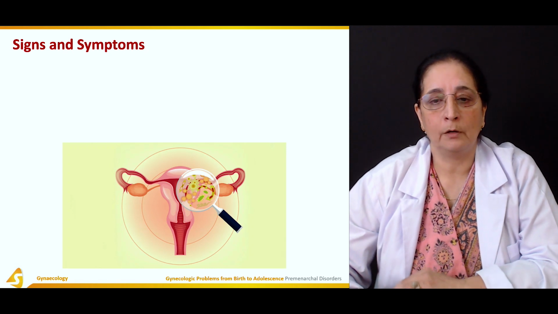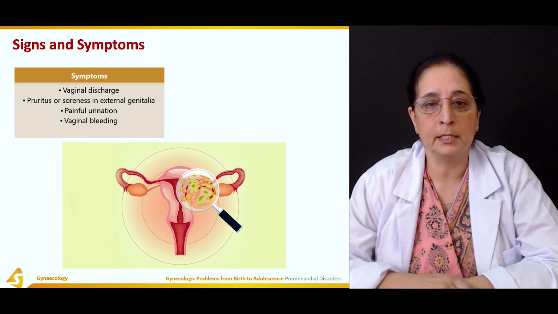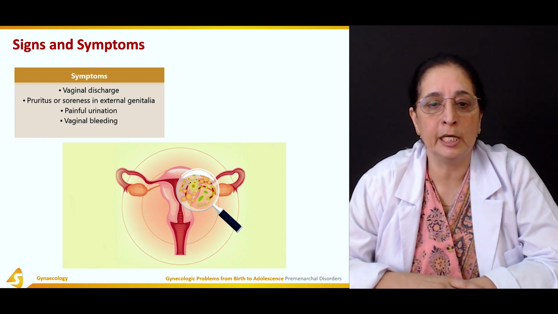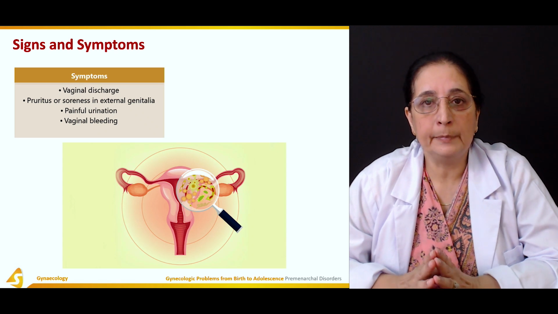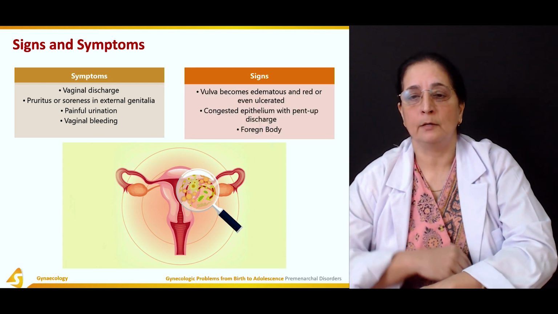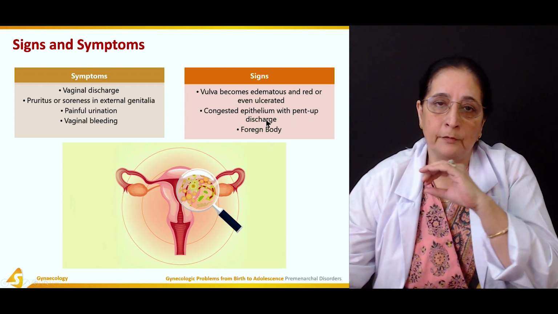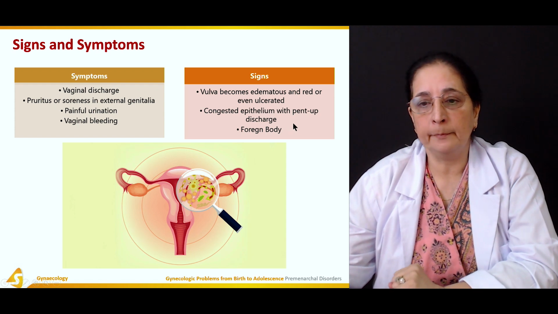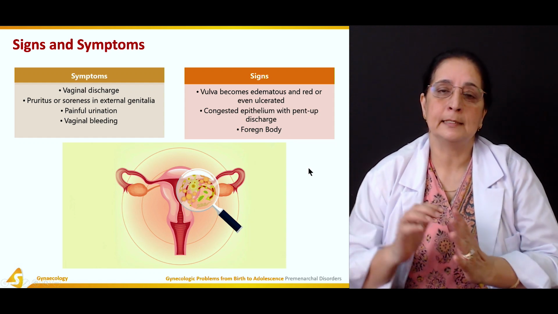Signs and symptoms of vulvovaginitis. The common symptoms are vaginal discharge, pruritus, soreness, painful urination, and vaginal bleeding. Usually as a result of infection, vaginal bleeding can be present. Then we have different signs: the vulva becomes edematous or swollen, it becomes red, or ulcers are formed as a result of constant itching. Then there is congested epithelium with discharge, and sometimes there may be a foreign body present. So all these are the signs and symptoms.